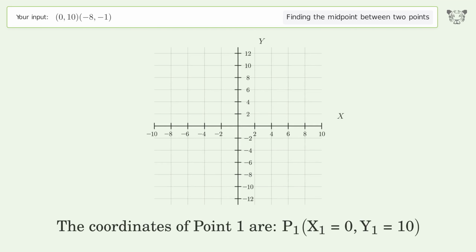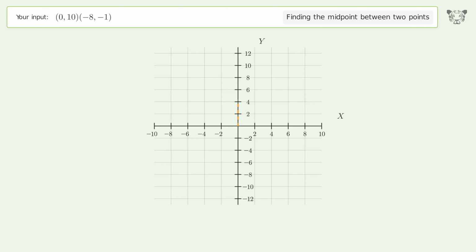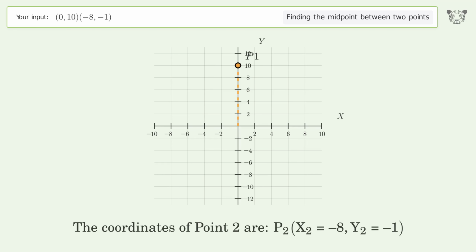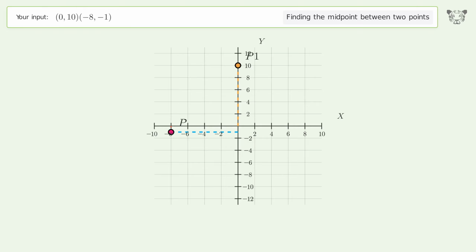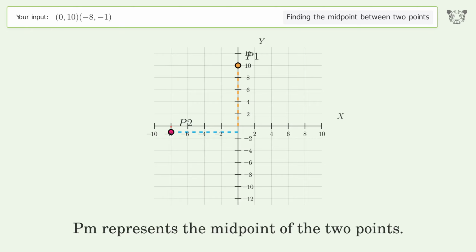The coordinates of point 1 are x1 equals 0, y1 equals 10. The coordinates of point 2 are x2 equals -8, y2 equals -1. PM represents the midpoint of the 2 points.